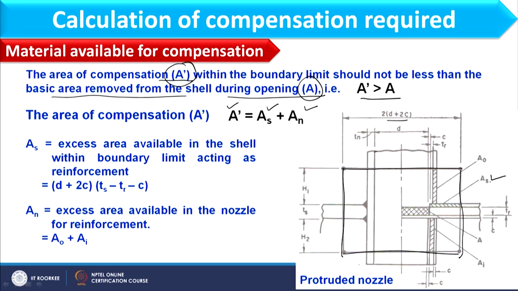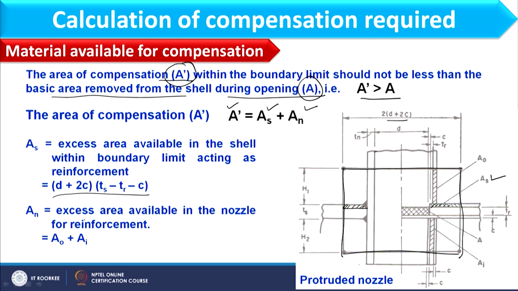So, AS would be the additional material in the shell in that particular area, as shown over here, which is available here also. AS is the excess area available in the shell within the boundary limit acting as reinforcement. That we can compute as (D plus 2C) into (TS minus TR minus C). I hope you are understanding this. This is basically the additional material or additional thickness.